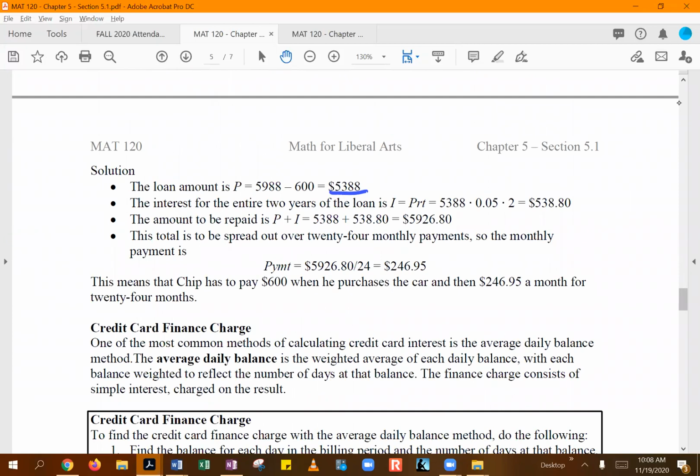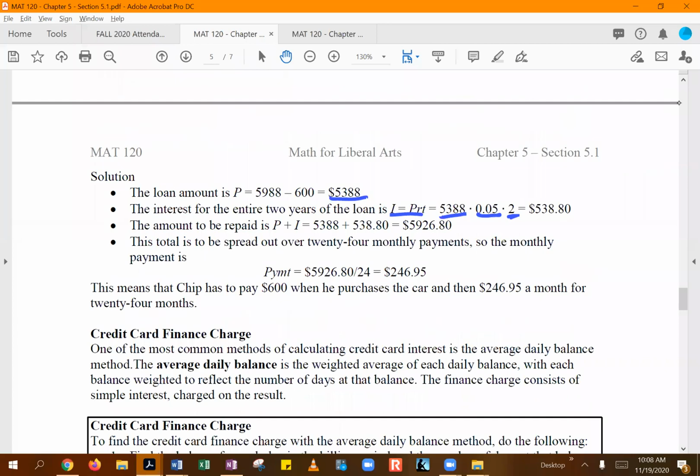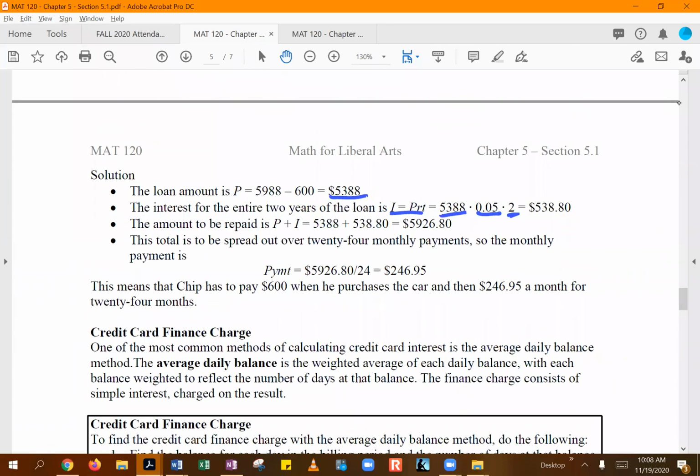So, using your simple interest formula, you can see again, that's I equals PRT. That's your principal, the amount of the loan, the rate of interest at 5%, and they are telling us this is a 2-year add-on interest loan. So that's our time frame. When we multiply all of this together, we end up getting an interest dollar amount of $538.80. So that will be added to the $5,388, and this tells us the total amount Chip will have to pay back.